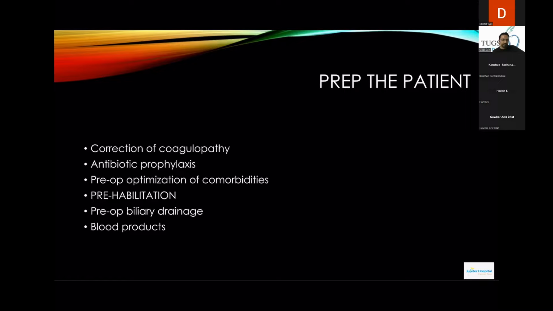You need to prepare the patient well. The coagulopathy needs to be corrected. The patient has to be well pre-optimized and prehabilitated. If the patient requires preoperative biliary drainage, that has to be done, and the jaundice has to be lowered. Adequate blood products should be ready. The patient should have DVT prophylaxis and antibiotic prophylaxis.